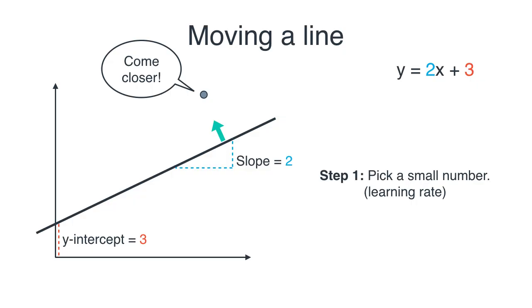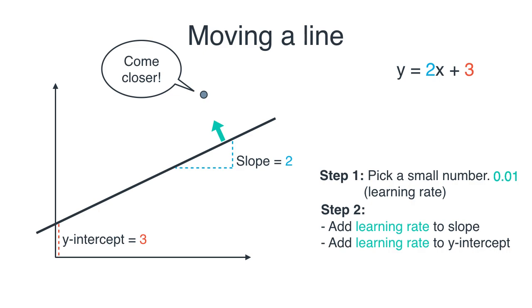So we pick a small number. Let's pick a random small number. I went for 0.01. And now basically what we're going to do is just add the small number to the slope and the y-intercept, adding or subtracting depending on where the point is. So step 2, in this case, the point is above the line and to the right of the y-axis. So we're actually going to add the learning rate to the slope and the learning rate to the y-intercept.